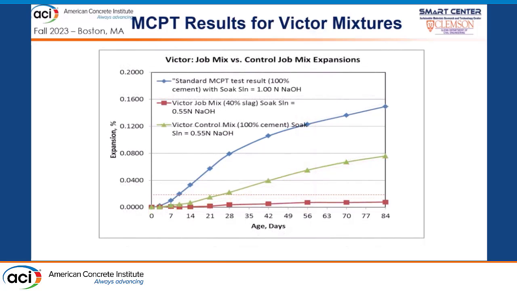When we ran the same exact batch of tests on this Victor Taxiway mix, which had a 40% slag, you can see that the aggregate was reactive by itself in the standard MCPT. With 100% cement in that particular job mix, it was also expansive and failed the test. But when we used a 40% slag with the job mix of Victor, it was clearly well below the threshold of 0.02%, and it passed the test. So this is a case study of how we could potentially use this MCPT to evaluate job mixtures.